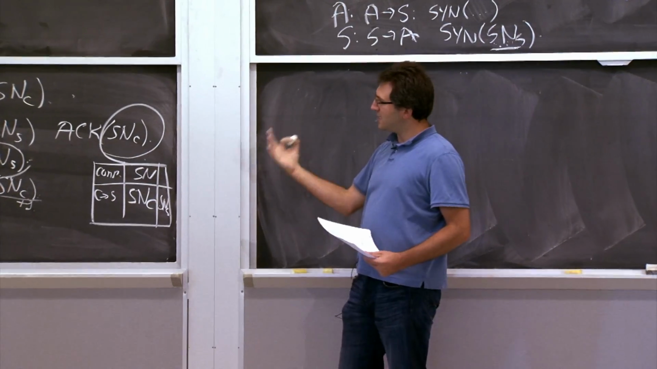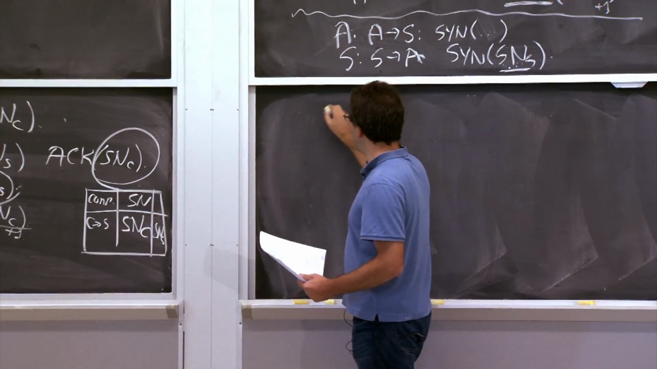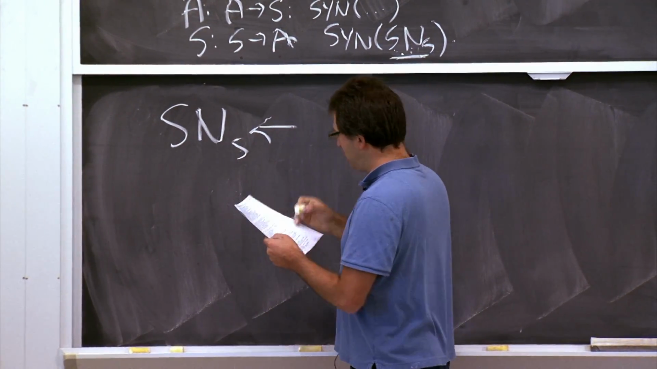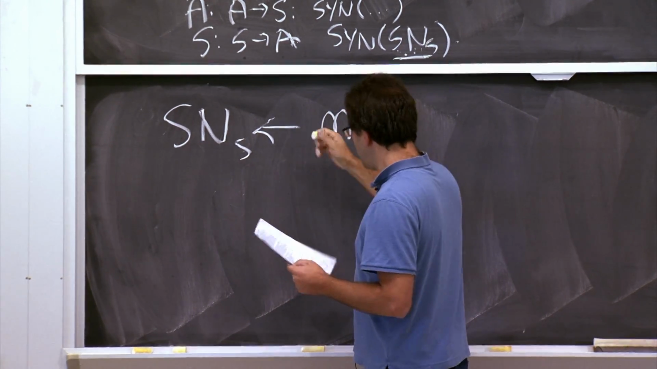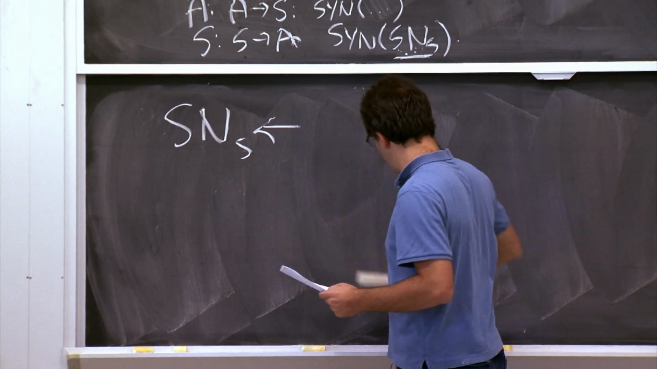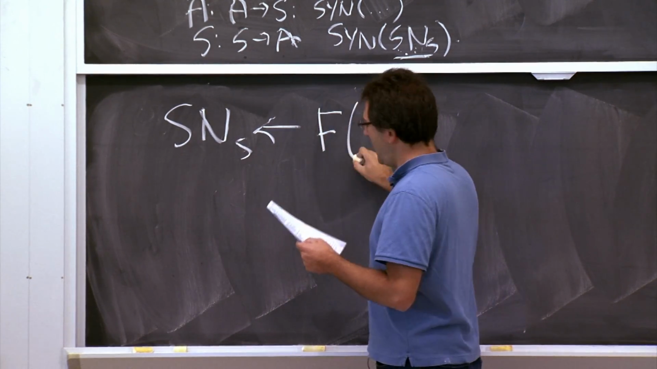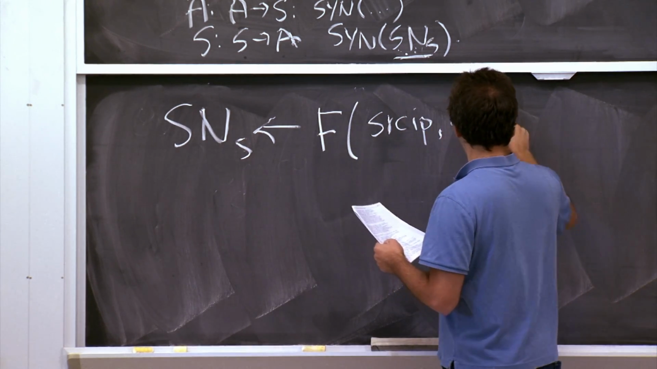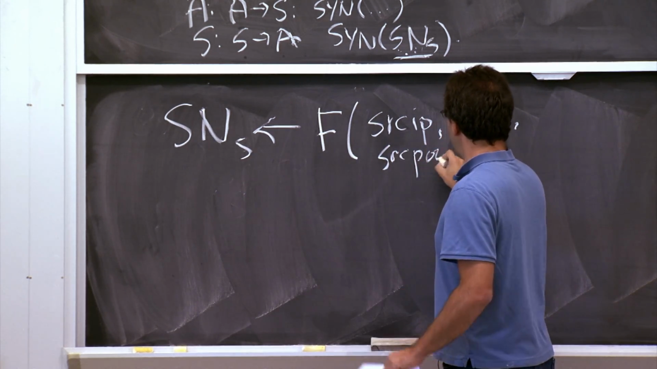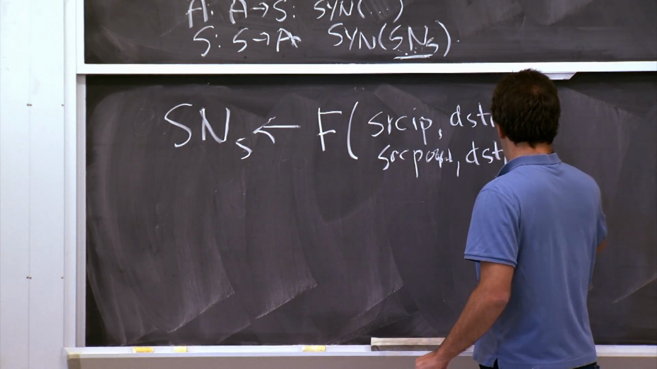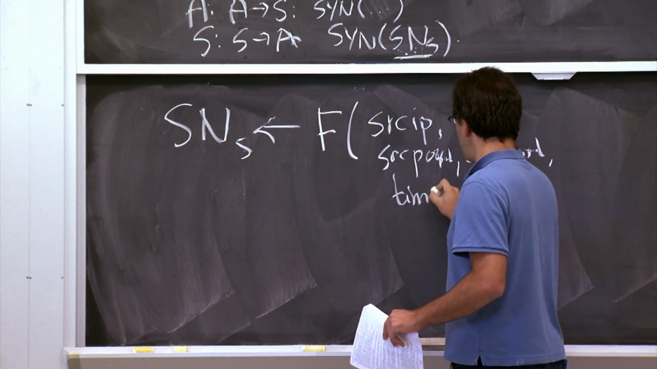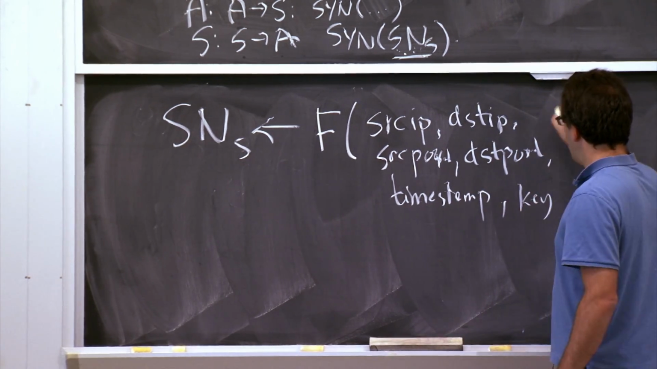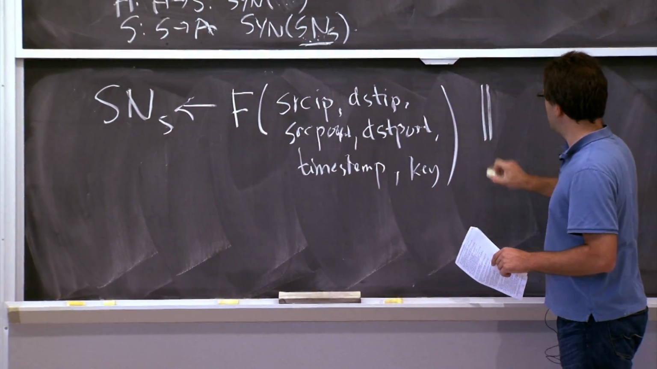So if the server detects that it's under this kind of attack, it's going to switch into this mode where it chooses SNS using this formula, applying basically the same or a similar kind of function f we saw before. And what it's going to apply it to is the source IP, destination IP, the same things as before, source port, destination port, and also a key in here as well. And we're going to concatenate it with a timestamp.